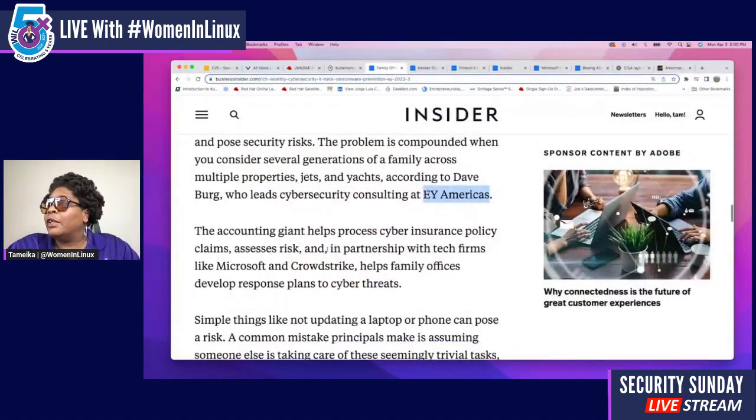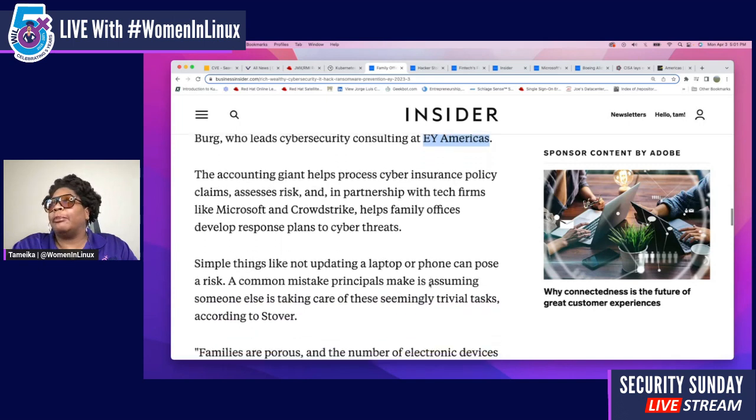It says the accounting giant helps process cyber insurance policies. Ooh, back to insurance, 300, 500K earners. Remember I talked about that insurance stuff? Here we go. All right. It processes cyber insurance policy claims, assesses risk, and in partnership with tech firms like Microsoft and CrowdStrike helps family offices develop response plans to cyber threats.